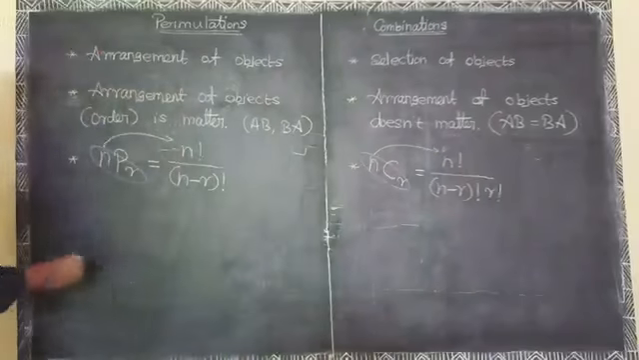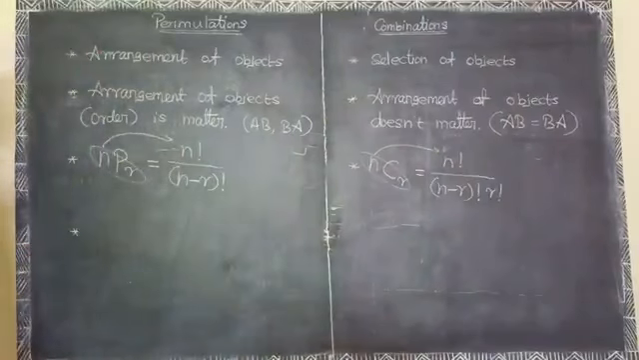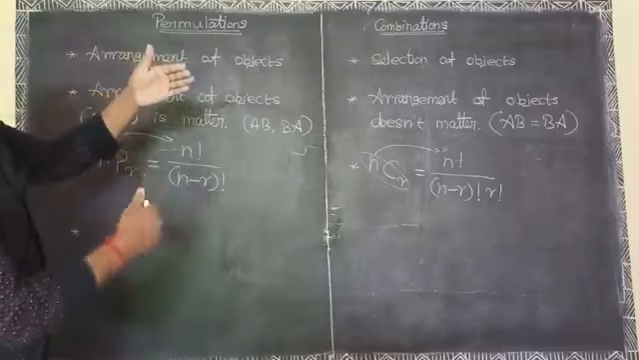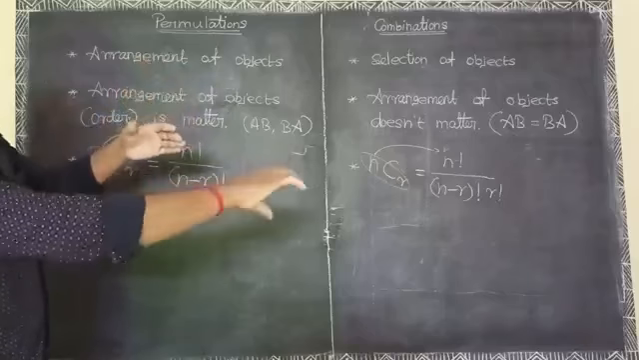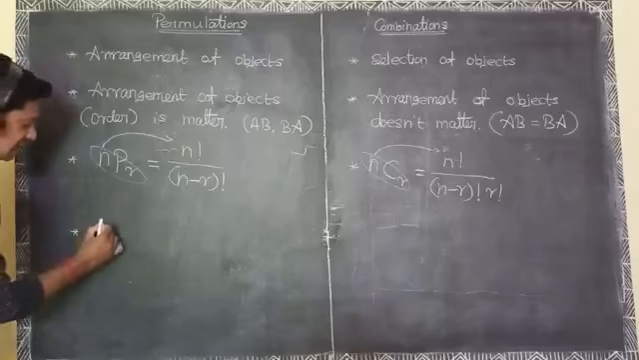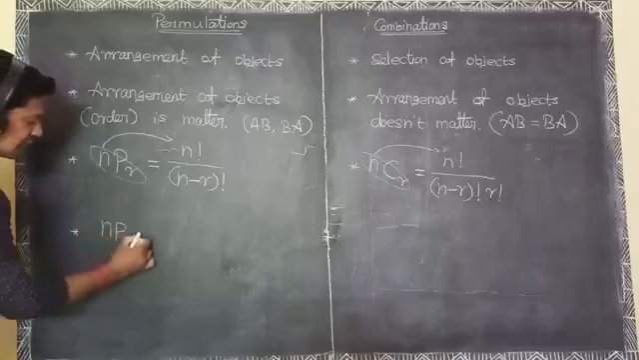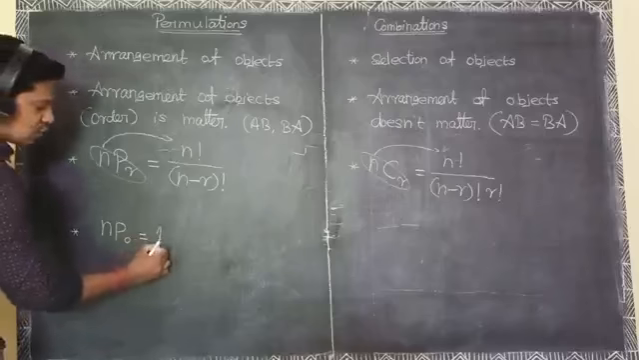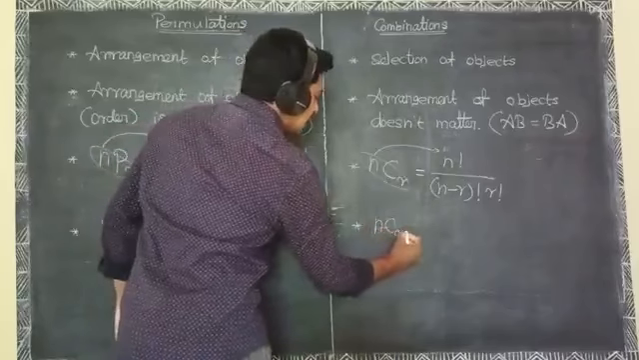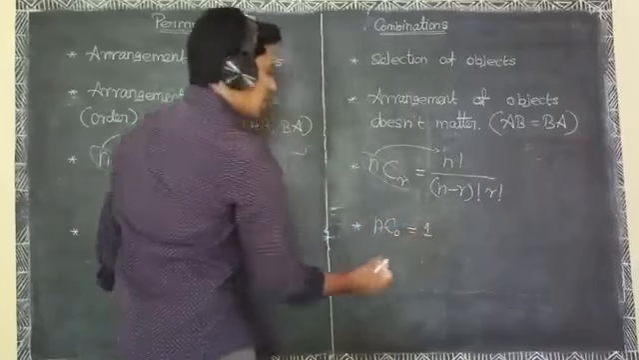Here nPr is an arrangement of a list or row. Some standard values: nP0 is 1, and nC0 is equal to 1.